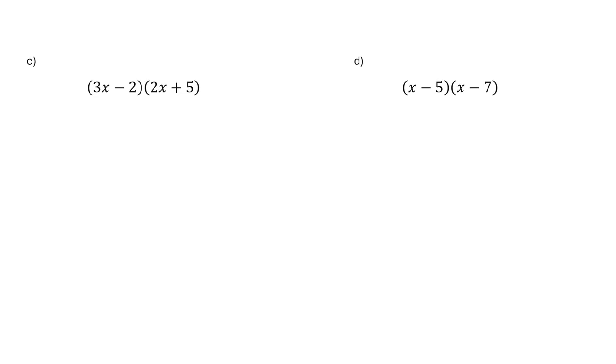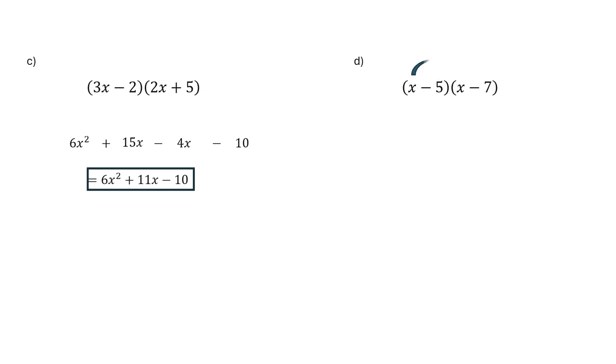Question C, 3x times 2x is 6x squared. 3x times 5 is 15x. Negative 2 times 2x is negative 4x. And negative 2 times 5 is negative 10. Collect our like terms. 15x minus 4x is 11x. Leaving us with 6x squared plus 11x minus 10.